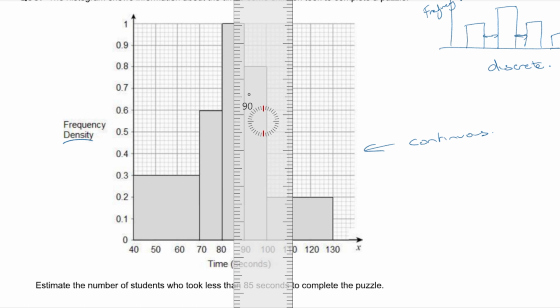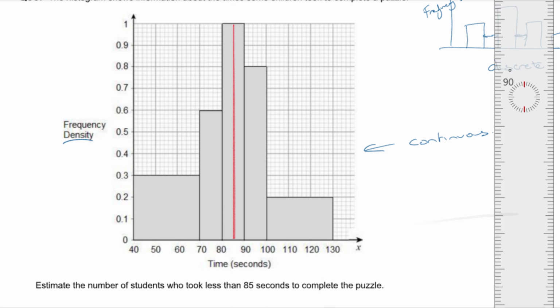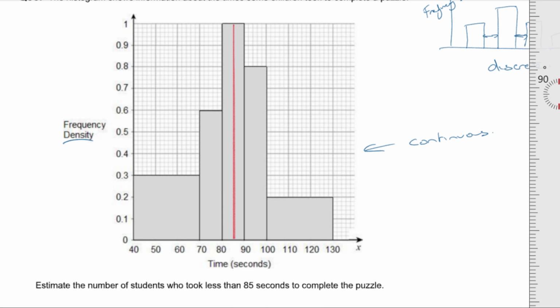Okay, so what we want is we want all of the bars to the left of that cut-off line. They're the ones who took less than 85 seconds. So all of these guys took less than 85. These guys took less than 85, plus the left-hand side of this bar took 85. Okay, now remember me saying a while ago that it's the area of the bars that represents the frequency. So what we'll need to do is to find the area of these three bars and then add it up. Oh, where did my nice shading go? Come back. Right, so let's find the area of these bars.